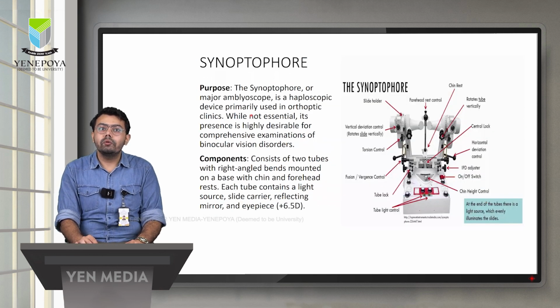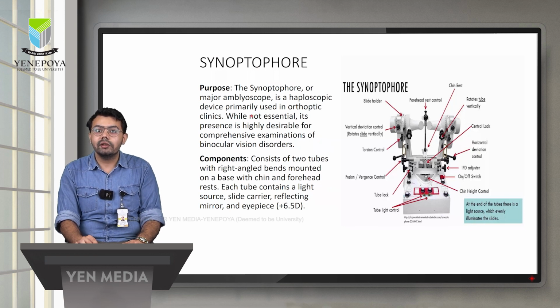Synoptophore. The synoptophore or amblyoscope is a haploscopic device. Haploscopic means in this type of test we use both eyes, whereas in other tests we have been covering one eye and using the other eye as a reference. Here both eyes are simultaneously tested. It provides a strong assessment of binocular vision disorders.